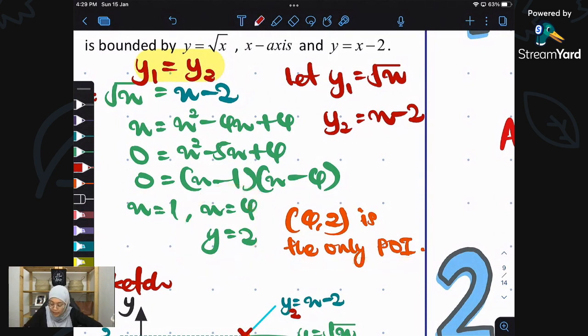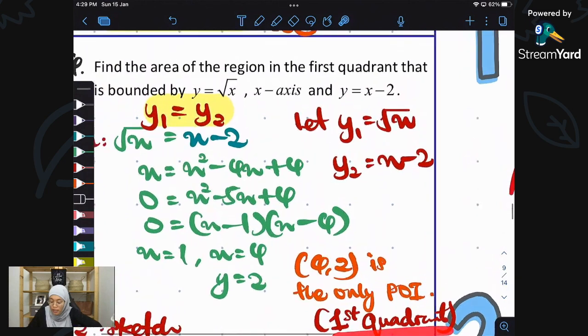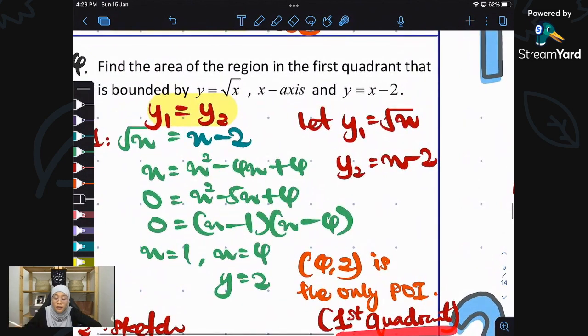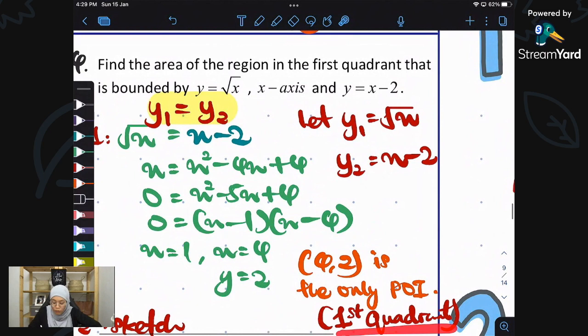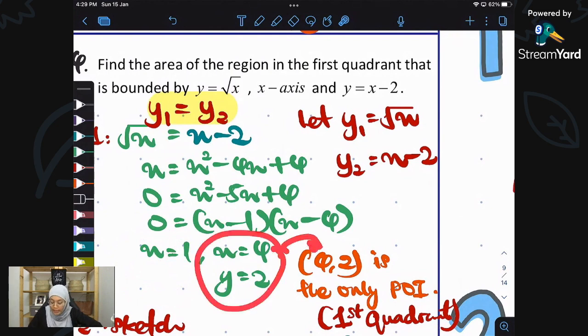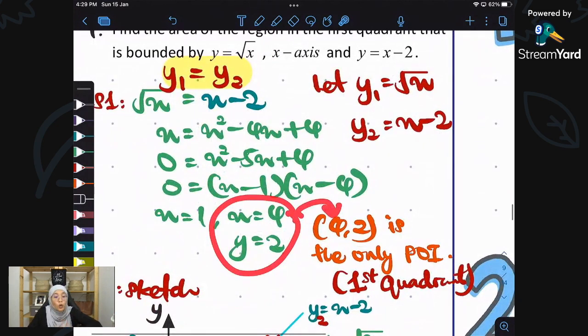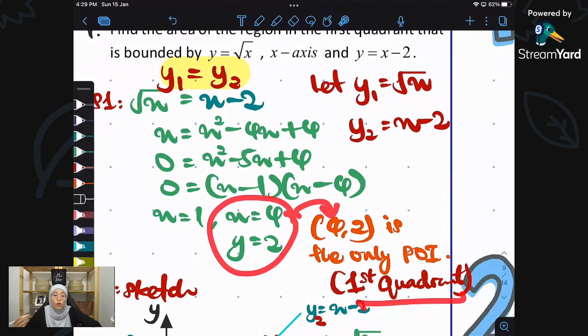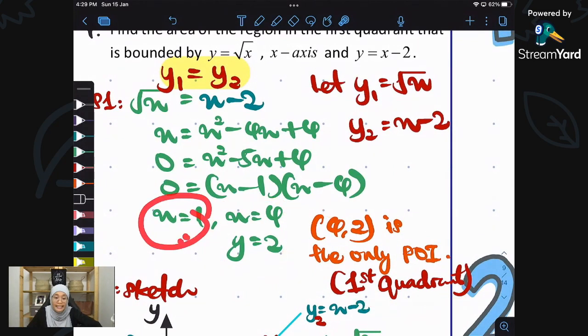Kenapa? Sebab ini adalah point of intersection di mana dia berada di kuadran yang pertama sahaja. So itu sajalah yang kita perlukan sebab kita hanya nak cari information yang berada di kuadran yang pertama. So tak perlulah cari yang bukan di kuadran yang pertama. Okay, so this will be the only coordinate that will be in the first quadrant. Kalau you tak percaya, you cubalah cari nilai ini dan you carilah di manakah quadrant point ini berada. Okay, you can test by yourself.